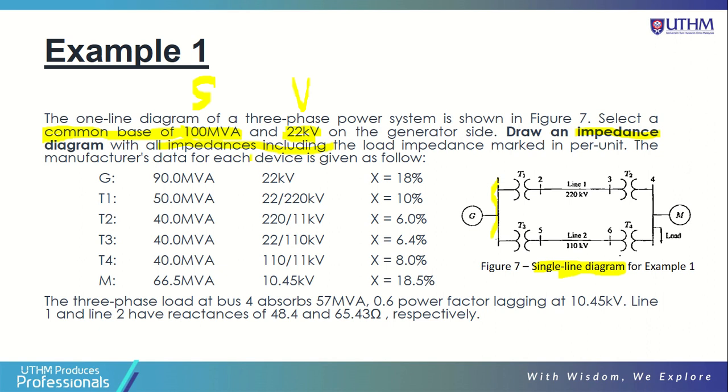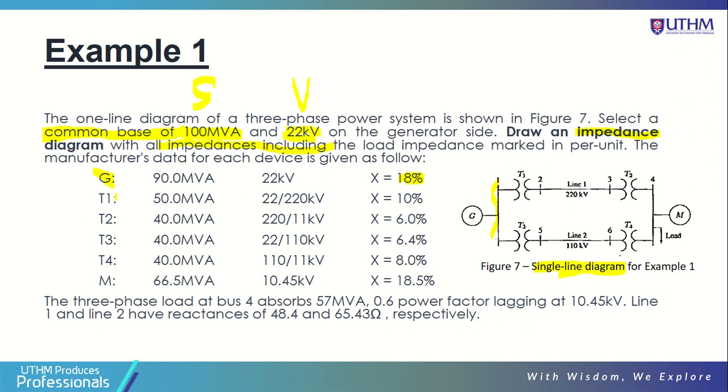The manufacturer data for each device is given as follows. This is a generator. The rating of the generator is 90 megavolt ampere, voltage rating 22 kilovolt, with reactance X per unit equal to 18%, which means 0.18 per unit. This 0.18 per unit is based on 22 kilovolt and 90 megavolt ampere. So in order to draw the impedance diagram, you need to convert all these per unit values to the common base, 100 MVA and 22 kilovolt.